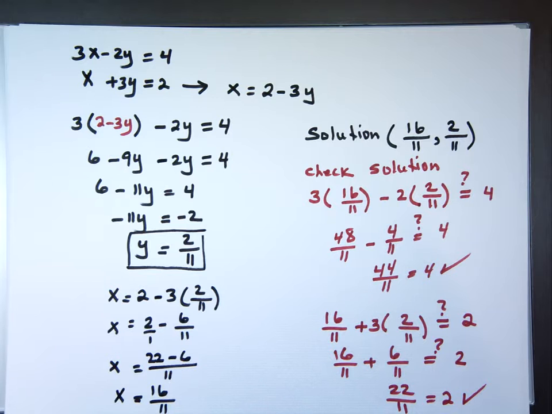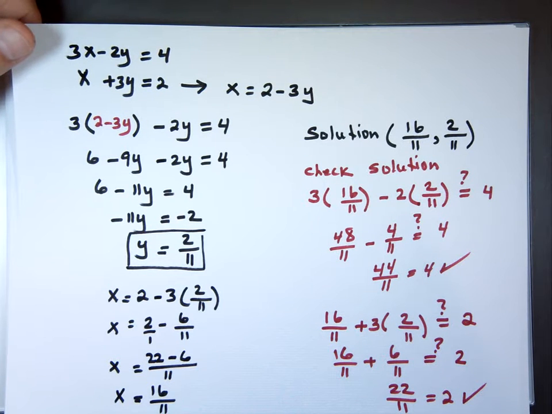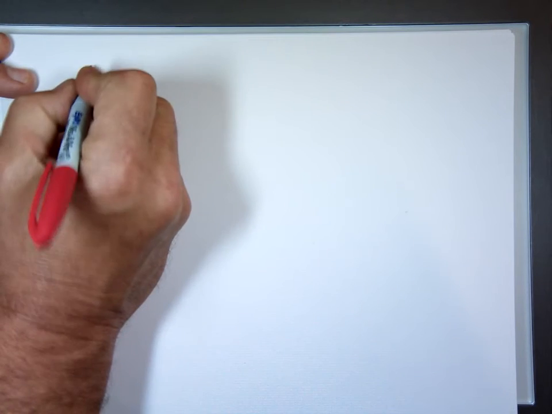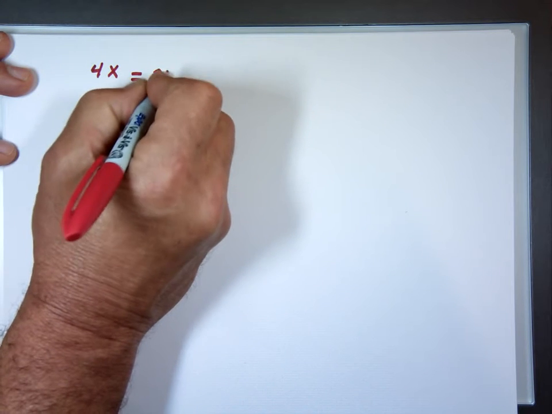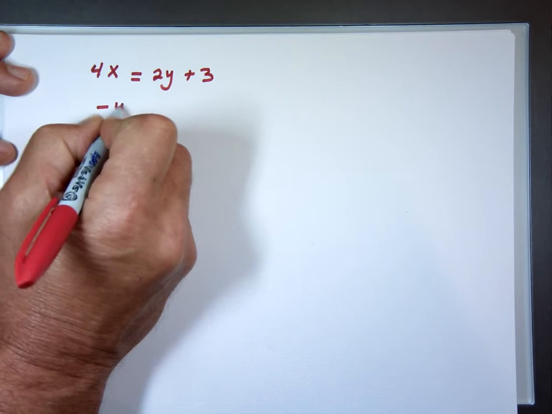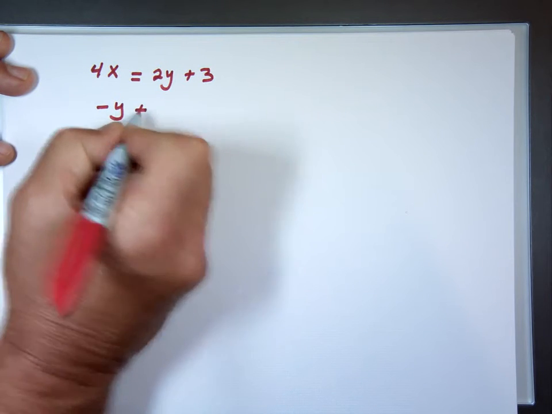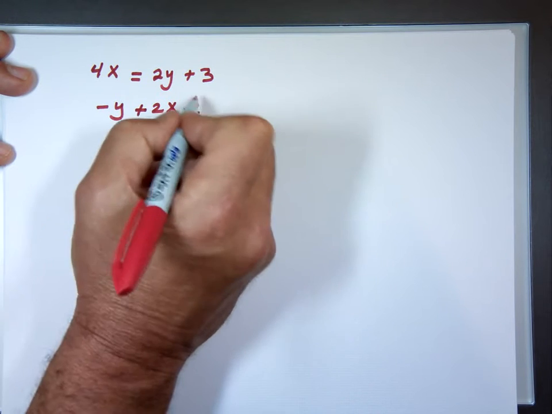Done. Okay. Anyone else still writing? Everyone's good? Ahmed's still the only one out. Okay, 4x equals 2y plus 3, and the other equation, negative y plus 2x minus 2 is equal to 0.